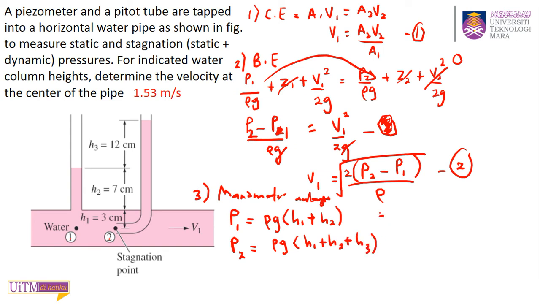Okay, so this P1 sama dengan berapa? Tolong kira. Rho 1000 times 9.81 times H, 3 plus 7, 10 cm. You need to change in meter, so that means 0.1 meter. Berapa? 0.1 times 1000, 100 times 9.81, so 981 lah. Betul? Betul ke? P1. Ha? Ada yang kira ke?